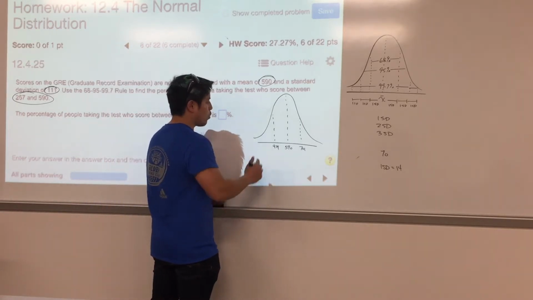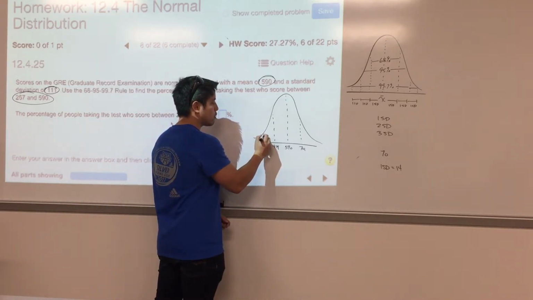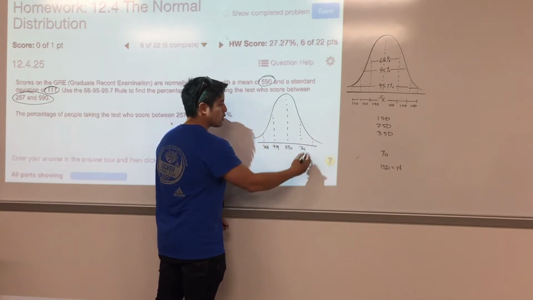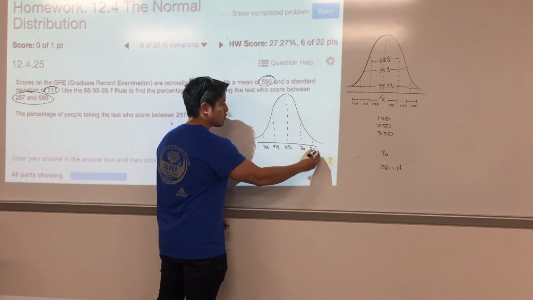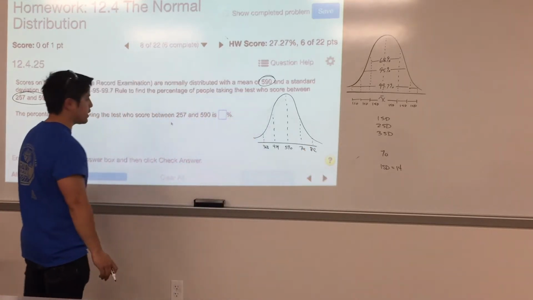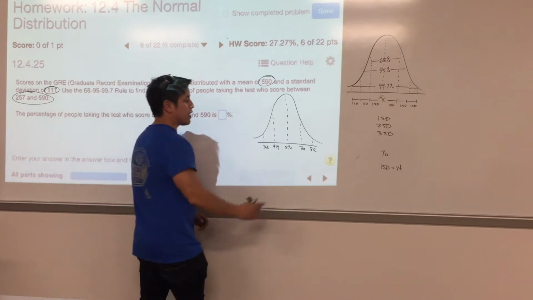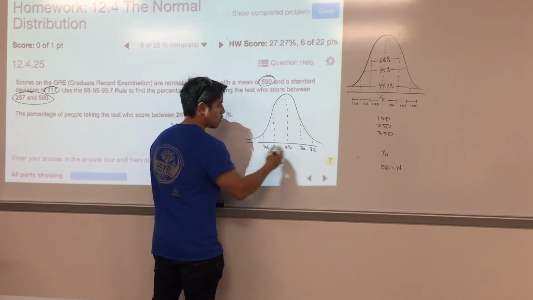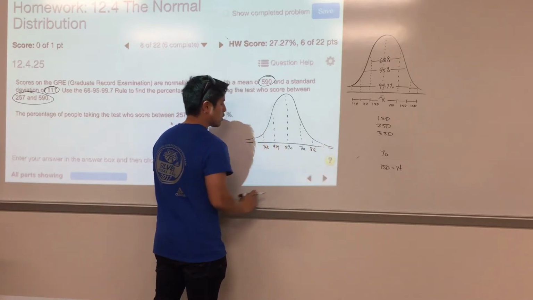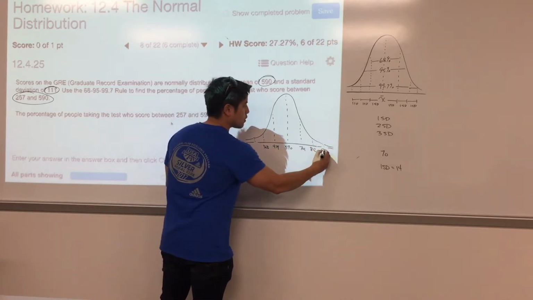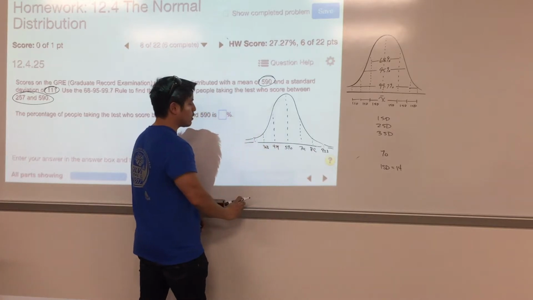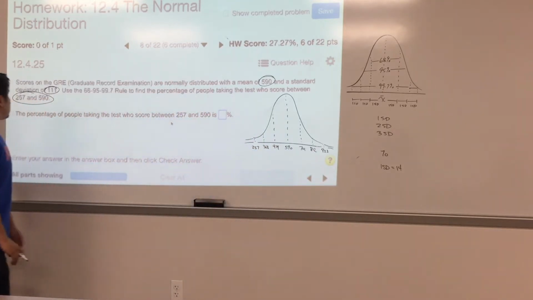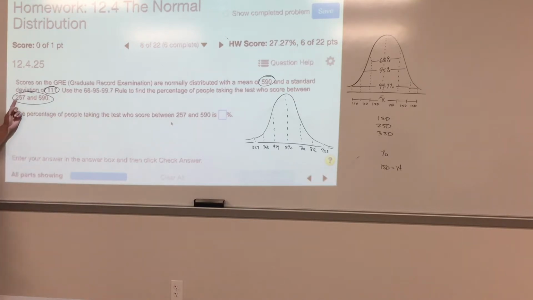What is 1 more standard deviation out? 368. Other end? 812. All right, 812. Let's go 3 standard deviations out. 923, and bottom end? 257. Okay, there it is, isn't it?